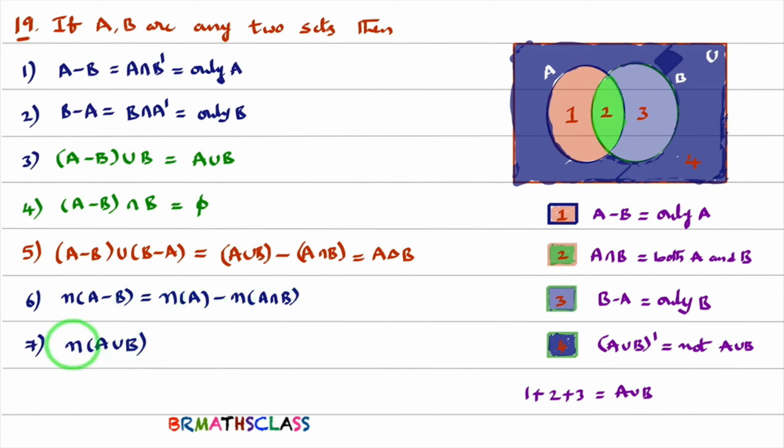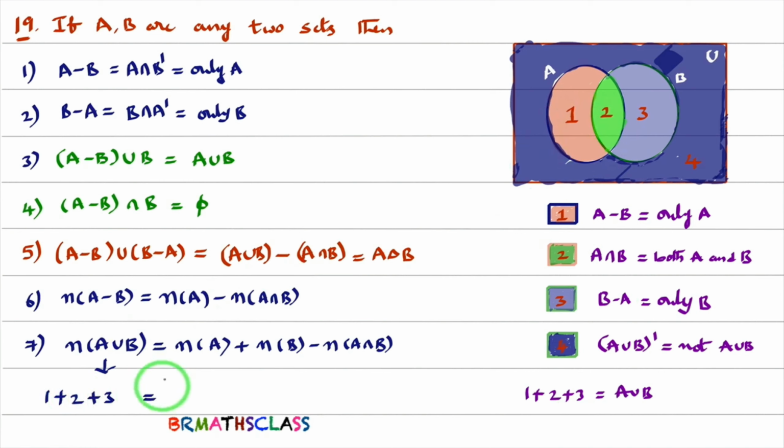See this seventh property, n of A union B. We know that n of A union B is nothing but n of A plus n of B minus n of A intersection B. Many people don't know why we use this formula. I just want to show why these two are equal. A union B means what? A union B is nothing but part 1 plus part 2 plus part 3. Correct? Okay. The number of elements present in set A.